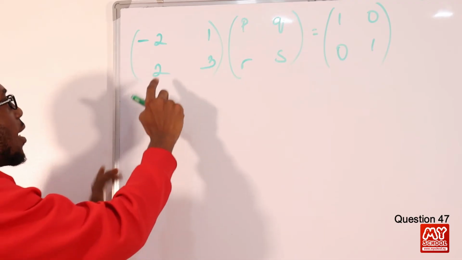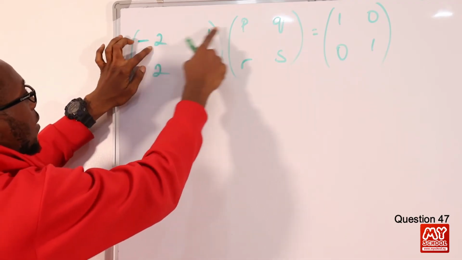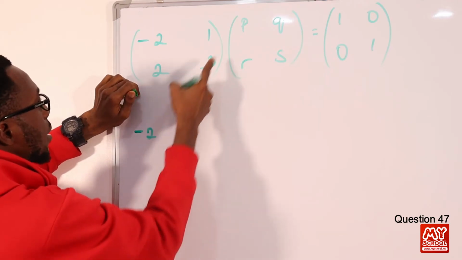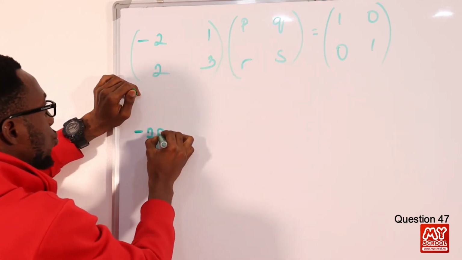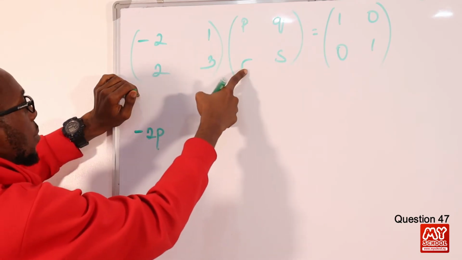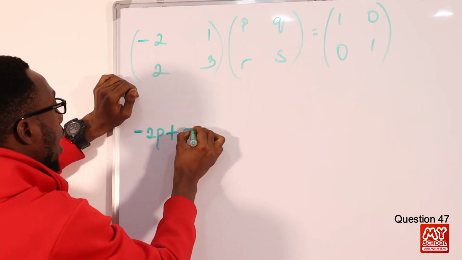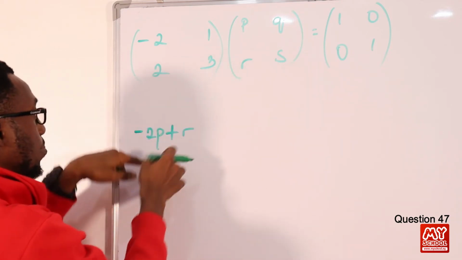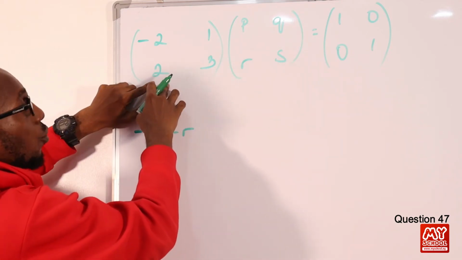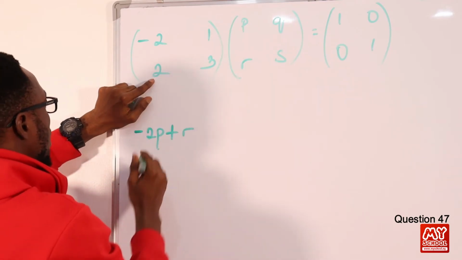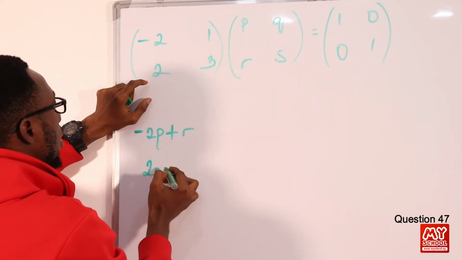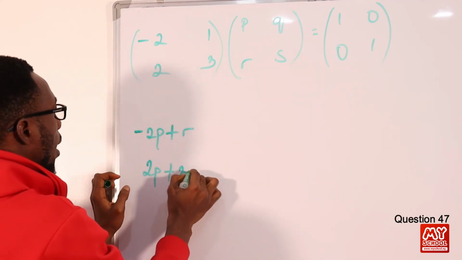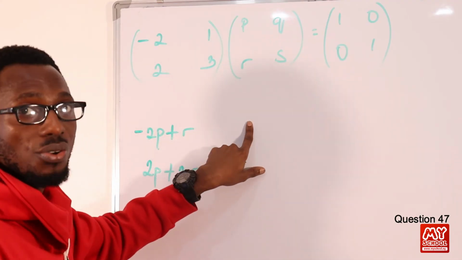So let's do this together. So what do we do first? We multiply this by this. Okay, so I have minus 2 times p. I have minus 2p, then I have 1 times r. I have 1r or r. Do we see that? Okay, so I can pick up the next row as well. So I have 2 times p. I have 2p plus 3 times r. I have 3r. So let's go to the second column.